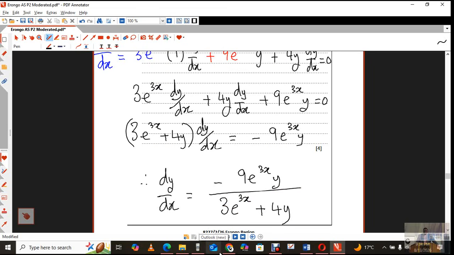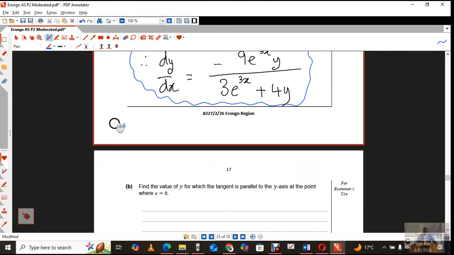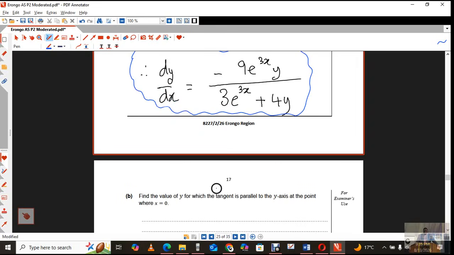There we go. That is the answer. That's how you differentiate that. Please, I have done plenty of classes on my channel on implicit differentiation. Just go through them and then you should be able to know how to do that. There is a B part to the question. It says find the value of y for which the tangent is parallel to the y-axis at the point where x equals 0.